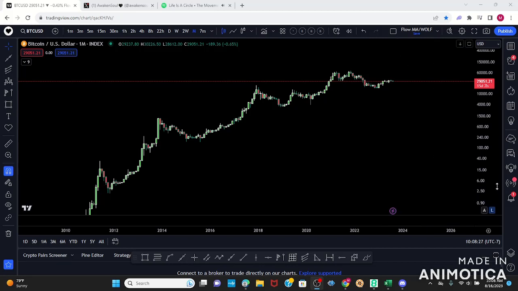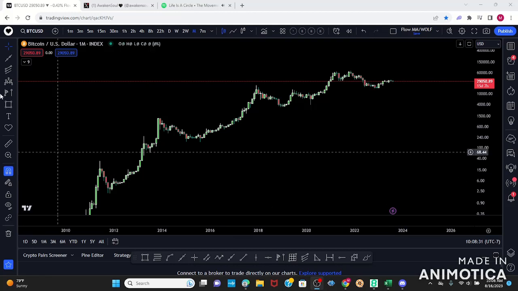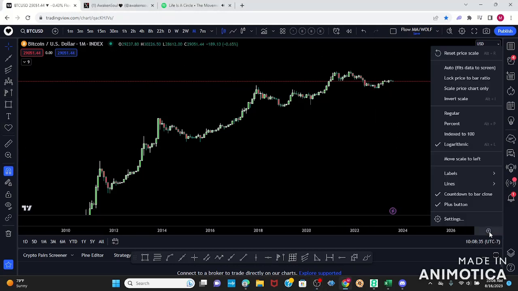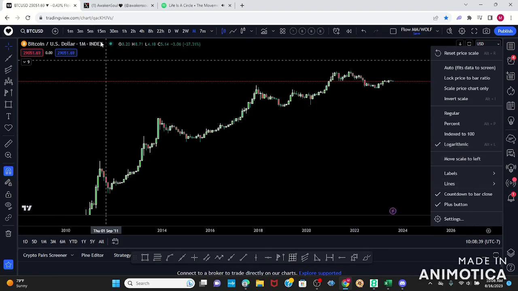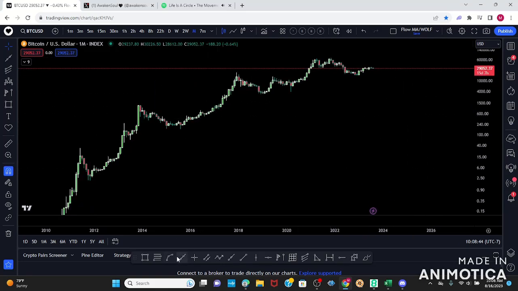Our next trade. Remember, no emotions, no expectations. When you walk into the charts, your chart should be nice and clean. As a reminder, I use the log scale and I do use the index chart because it has the most history. Okay, so we're going to begin.